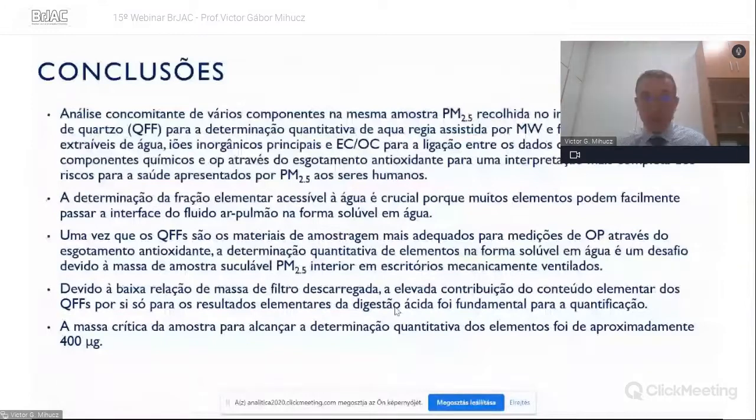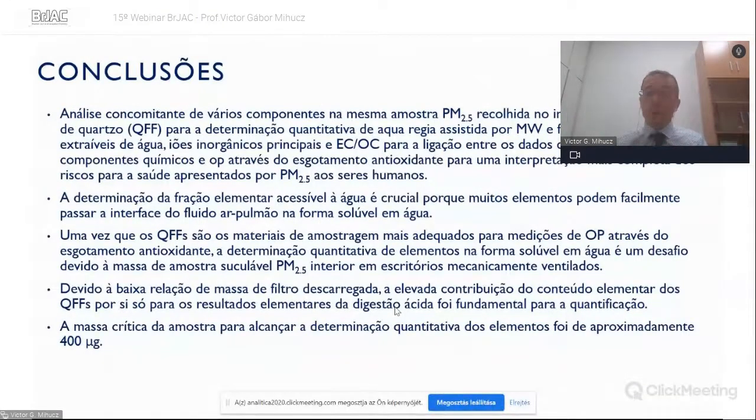So in conclusion, I would like to emphasize that we developed a method which is suitable for multi-component analysis in PM 2.5. I mean elements by ICP-MS after microwave-assisted digestion, aqua regia digestion, or water-soluble fraction determination of the elements is also possible. Elemental carbon, organic carbon, oxidative potential, ions, the major inorganic ions. So I think a lot of valuable data could be obtained from only one filter sample, not from different filter samples.